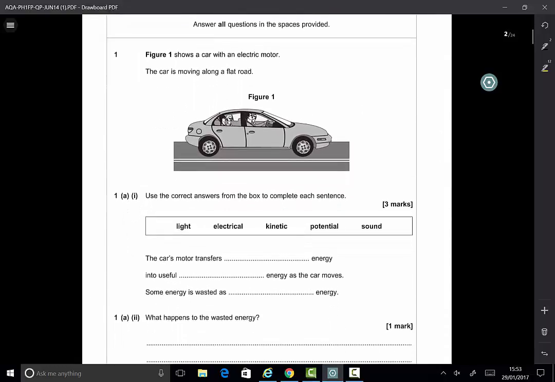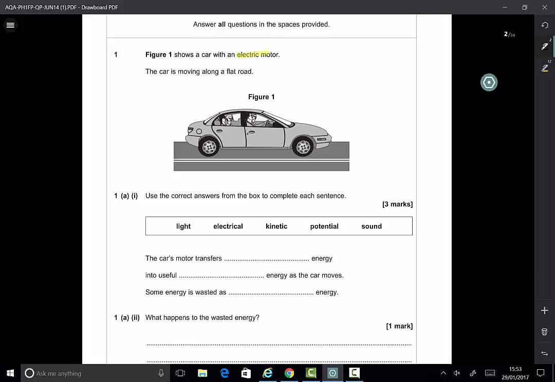Now, the most important rule when you're answering any exam paper is to make sure you read all the information given to you. So figure 1 shows a car with an electric motor. Really key piece of information there that we've got an electric motor. The car's moving along a flat road. Use correct answers from the box to complete each sentence. So, we've got light, electrical, kinetic, potential and sound. The car's motor transfers something energy into useful something energy.